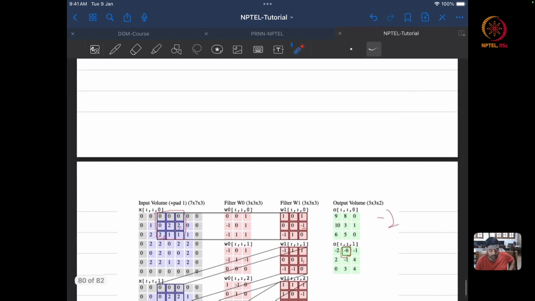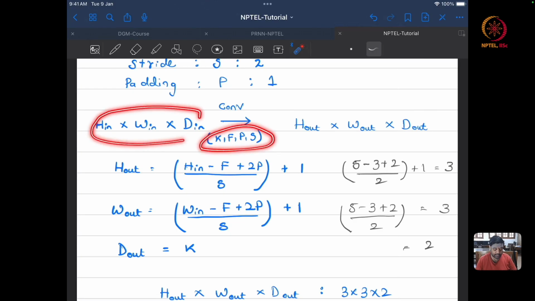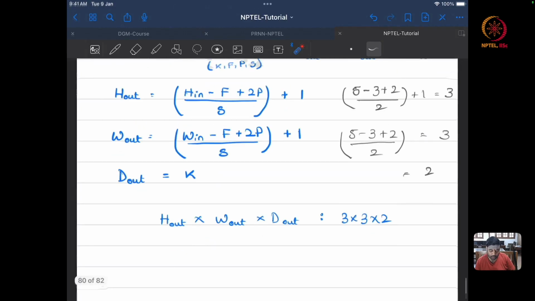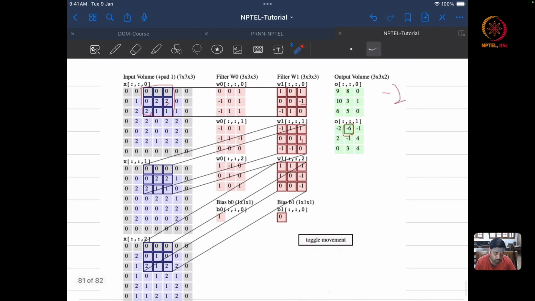Using these formulas, with the given hyperparameters and the input dimension, we can obtain the output dimension. Now coming to the operation here, how do we do it?